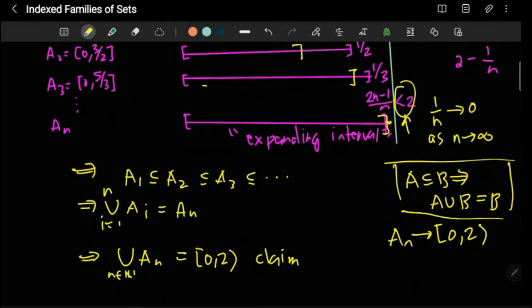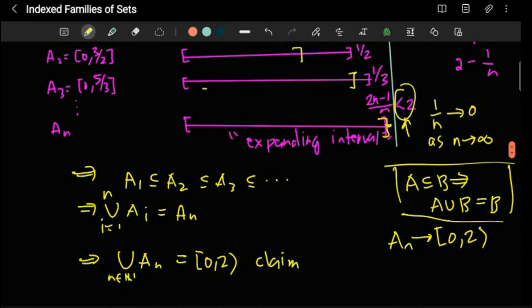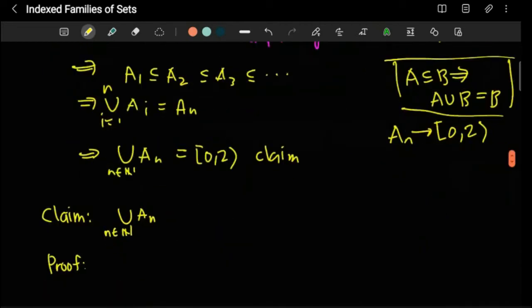Hindi natin pwedeng sabihin intuitively sure. Di ba? Nandito nga tayo sa set theory. Ang purpose nga natin dito, mag-prove. Again, I always remind everyone, in set theory, what we do here is we prove the properties of sets. Alam na natin yung mga set na yan, alam na natin yung mga properties na yan. Ang concern natin, paano siya i-prove. Okay. So, let's prove our claim.